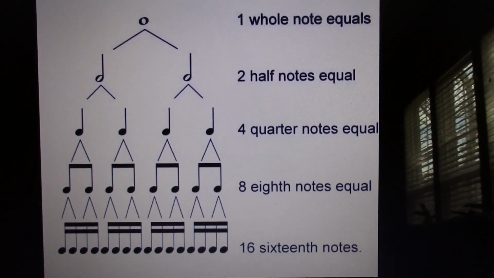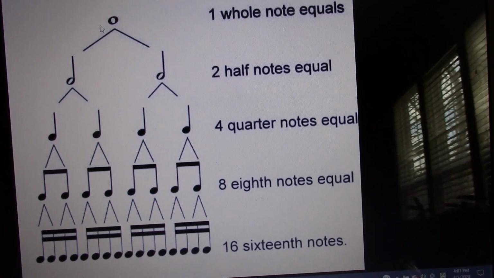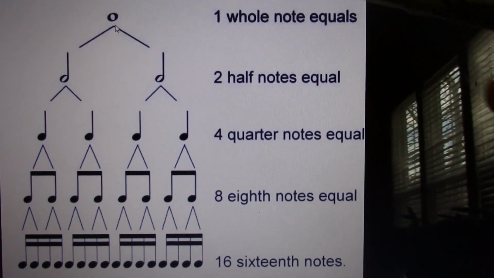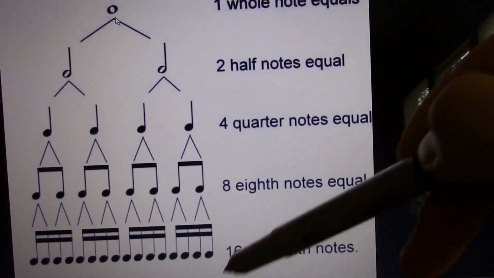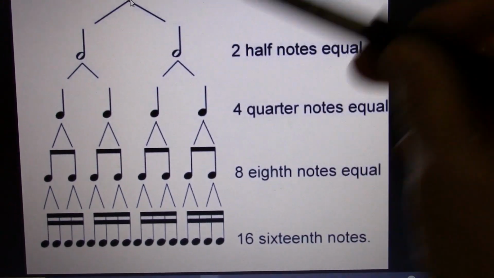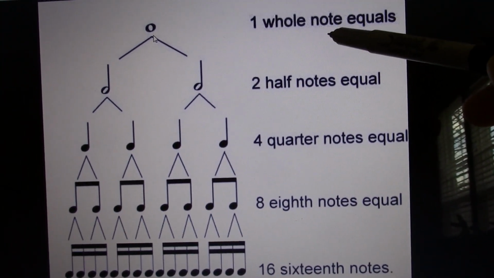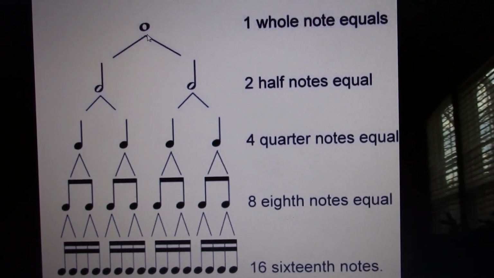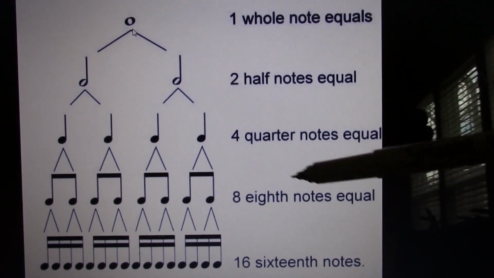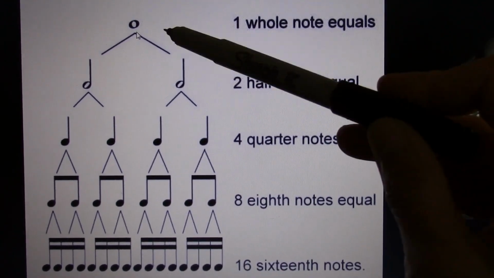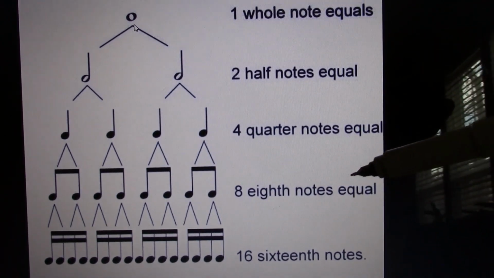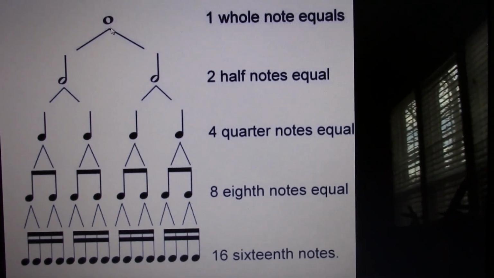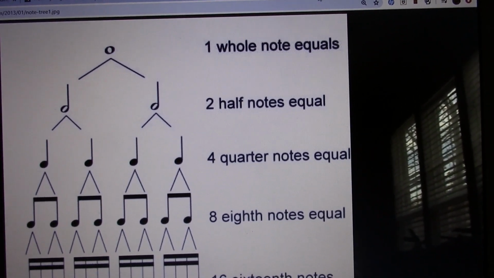Alright, so here we see from the top, the very top note is a whole note. And the whole note can be divided all the way down. 2 half notes equal a whole note. And there are 4 quarter notes within this whole note. And if we keep dividing further, there are 8th notes in the whole note, and 16th notes in the whole note.